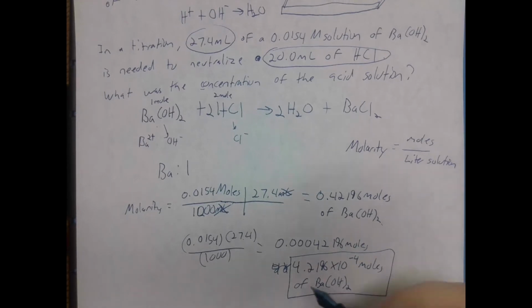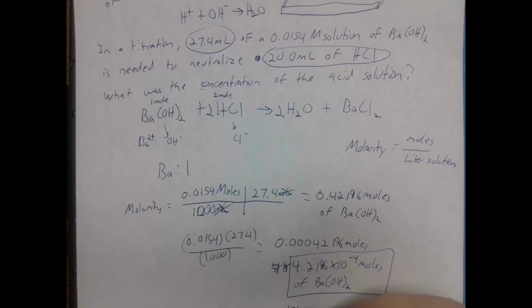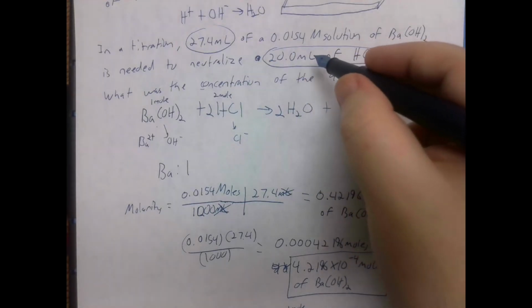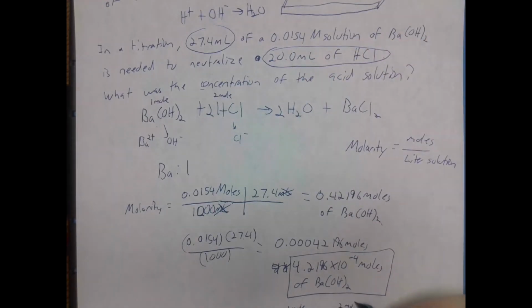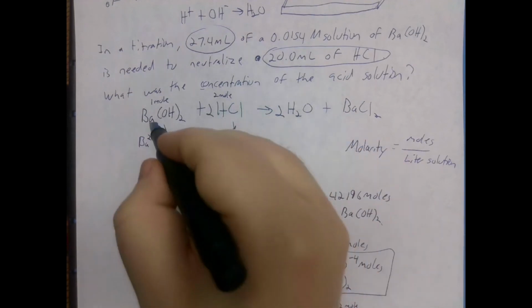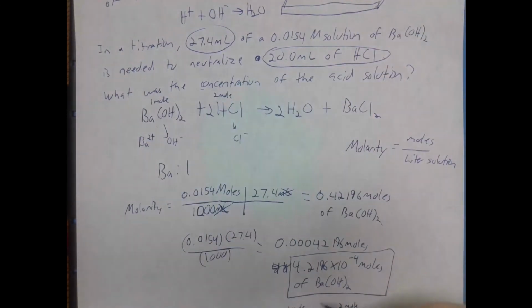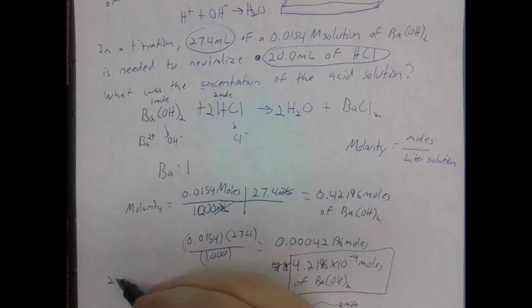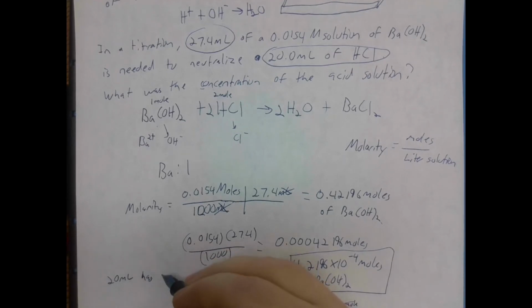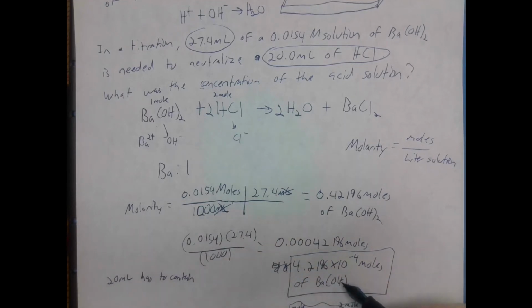So imagine this number was 1 mole. Then I know this 20 milliliters would have to have contained 2 moles, because I know twice the number of moles of this one is how much is needed to neutralize it. So I know this 20 milliliter solution has to contain twice the moles of barium hydroxide to neutralize it.